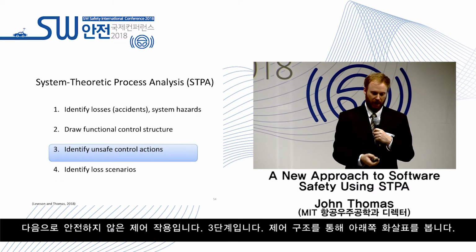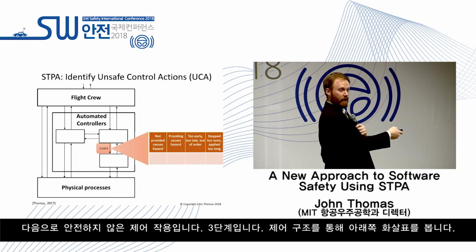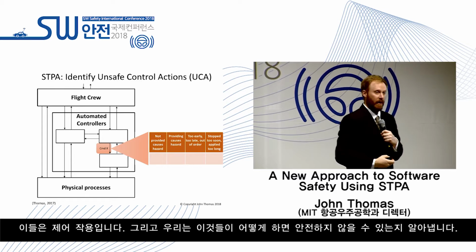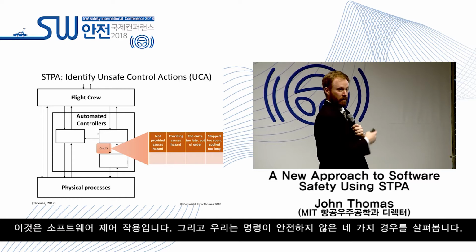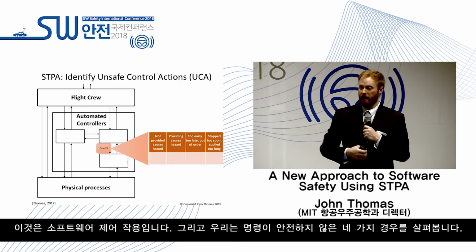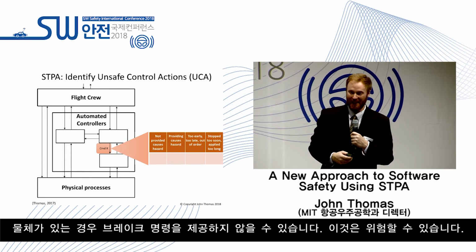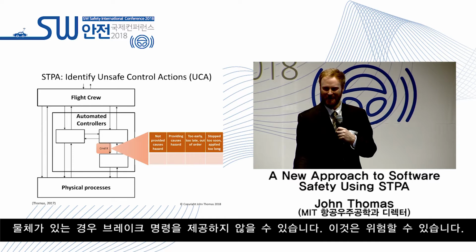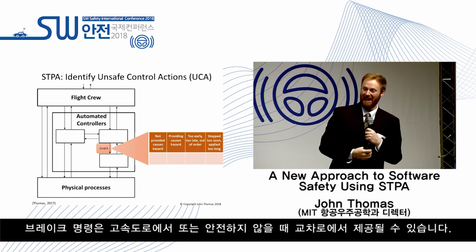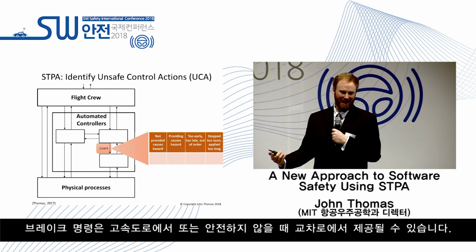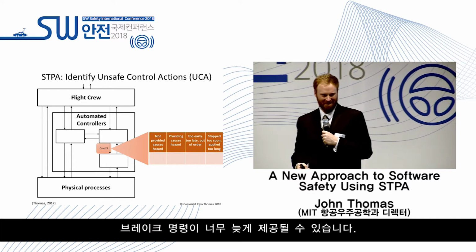Next, unsafe control actions, step 3. With the control structure, we look at the downward arrows. These are control actions, and we identify how they can be unsafe. This is a software control action, and we look at 4 cases for a command to be unsafe. Think of a brake command provided by a computer in a car. The brake command may not be provided when there is an object that could be dangerous. Brake command may be provided on a highway or in an intersection when it is unsafe. Brake command may be provided too late.